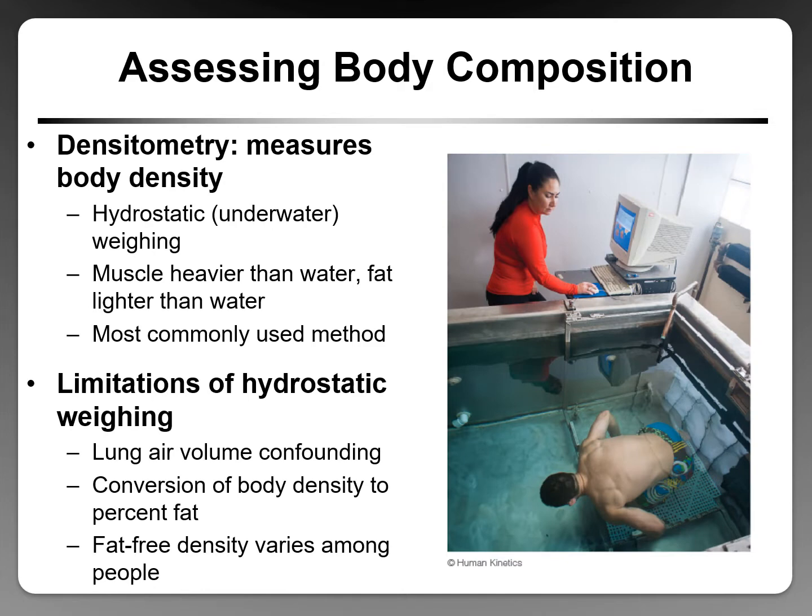So you've got densitometry. This is going to measure body density, meaning the fat-free mass. So the greater the density of the individual, the more they're going to sink. And there's this hydrostatic way of doing this called underwater weighing. Muscle is heavier than water, so that's going to sink. Fat is lighter than water, so it's going to float.